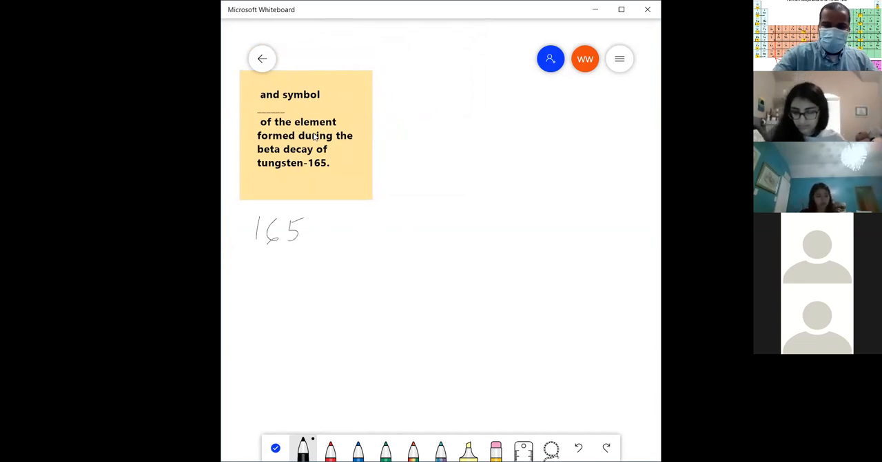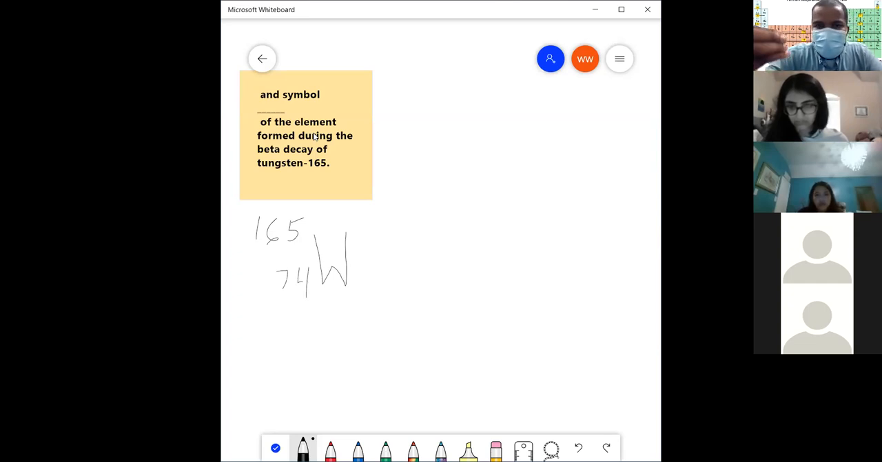What's the symbol for tungsten? And then we need to find the atomic number. So Caitlin, can you give us the symbol for tungsten? And Sally, can you find the atomic number for tungsten? W, capital W. Thank you, ma'am. And Sally, what's the atomic number for it? Excellent, thank you. That's 74.